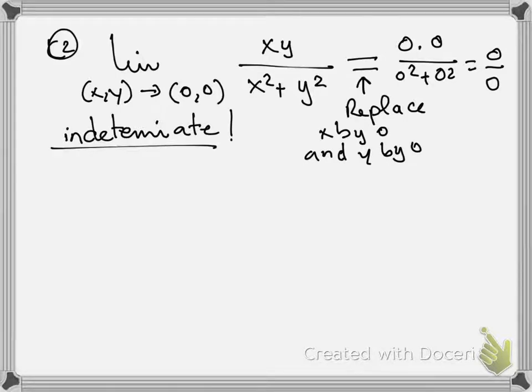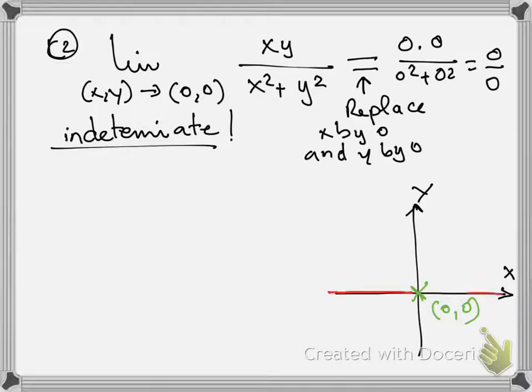Okay, so 0 over 0 is indeterminate. So how do we compute the limit in this case? Well, here's my x, here's my y, and here's my point (0, 0), right? What I'm going to do is try to see what happens if you approach, for example, the point (0, 0) along the x-axis, so from here.